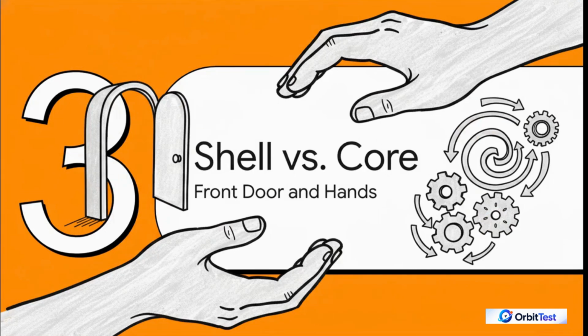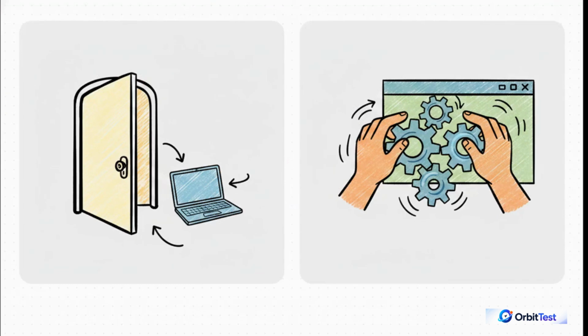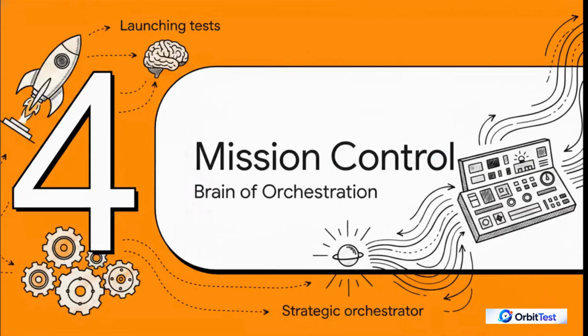Number 3. Shell versus core. The front door and the hands. It's absolutely crucial to understand this division of labor. Think of the Orbit shell as your command line front door. It's exactly what you interact with in your terminal to initialize projects, load your configs, discover test files, and run commands like OrbitTest run. Now contrast that with the Orbit core, which acts like the hands. The core is the developer-facing API layer where you actually write out your test steps, the clicks, the typing, the assertions. It completely hides all those low-level complexities of browser protocols and WebSocket communication, so your automation stays readable and, crucially, stable.